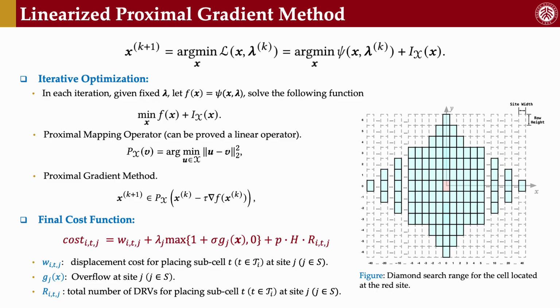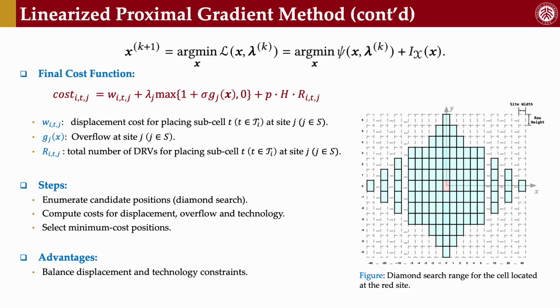To solve the optimization problem in the augmented Lagrangian iteration, we use the linearized proximal gradient method. We first define the proximal mapping operator and simplify it to a linear operator to find new cell positions. By incorporating the gradient of the cost function and considering routability constraints as a penalty term, we calculate the final cost function for each candidate position.